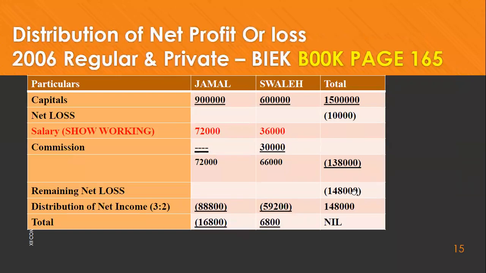This is the working of this question. We have to write down the capitals at the top. Capitals: Jamal is 900, Saleh is 600. Then we write the total capital and we close it. What I found as mistakes in your answer papers is that you are not putting this line. It is very much essential to close the capitals, and it is very much essential to write the capitals.